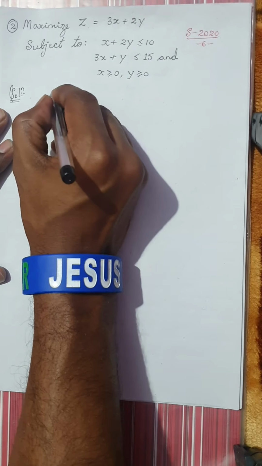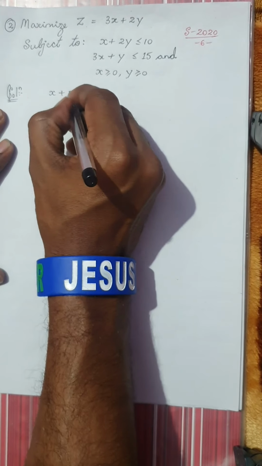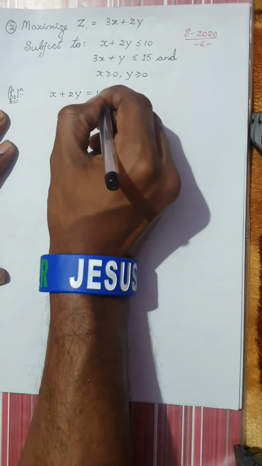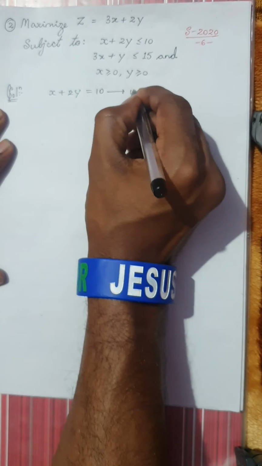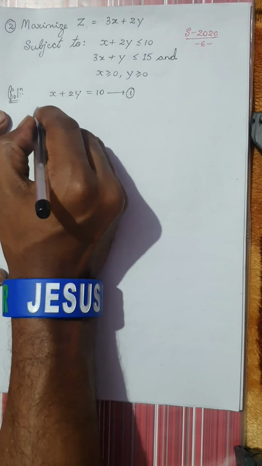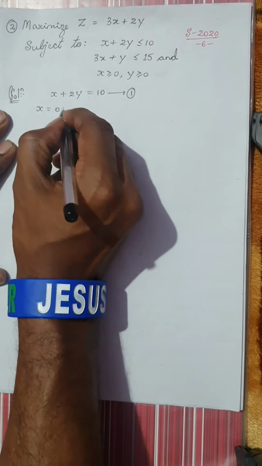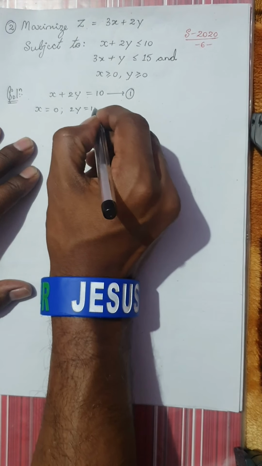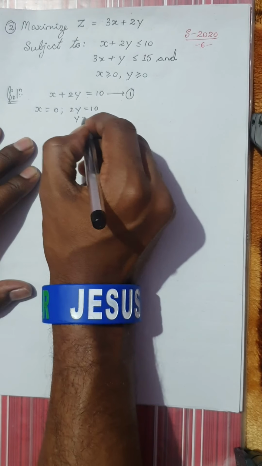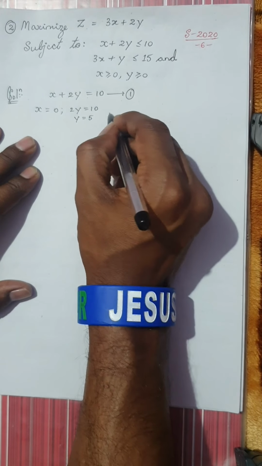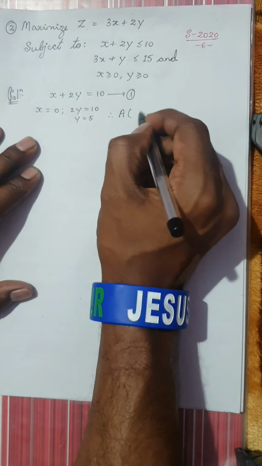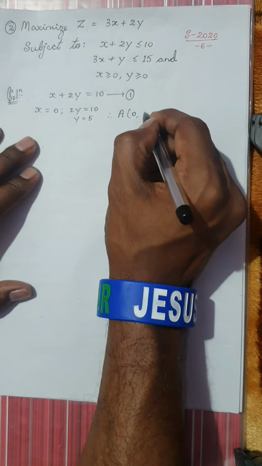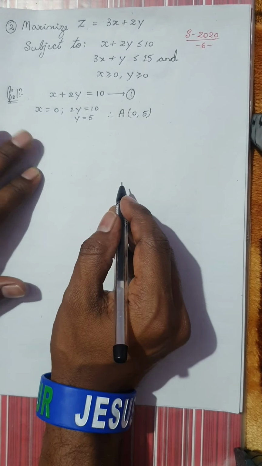For the first equation, I take x plus 2y equals 10. This becomes equation 1. Substitute x equal to 0. Then 2y is 10, therefore y is 5. So point A is x equal to 0, y equal to 5.